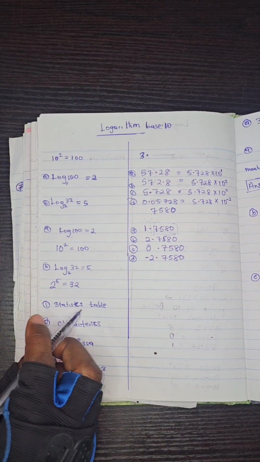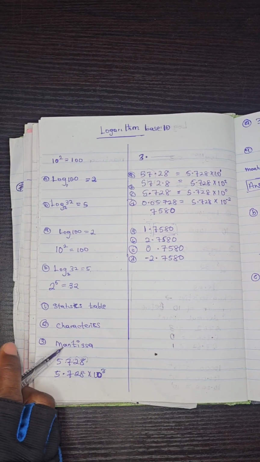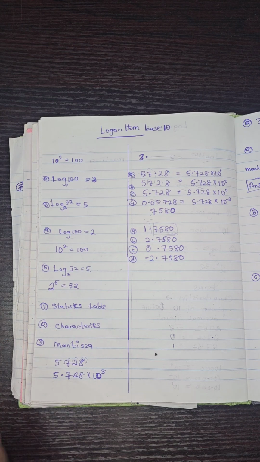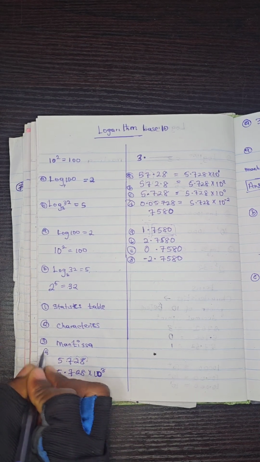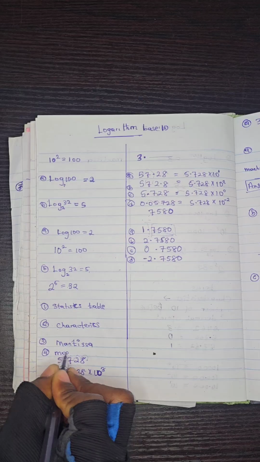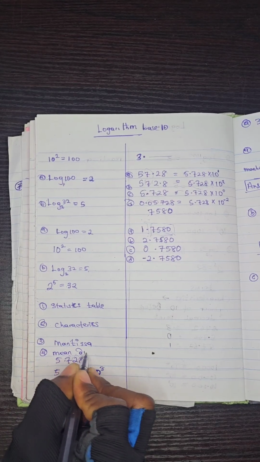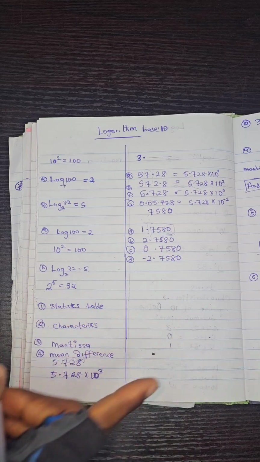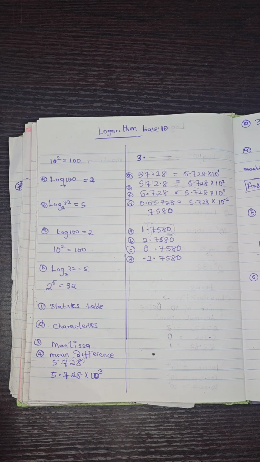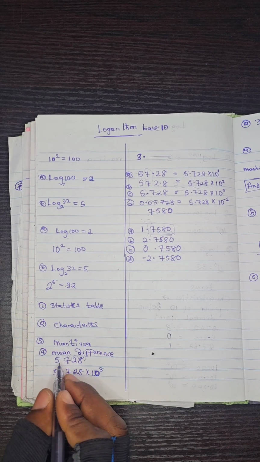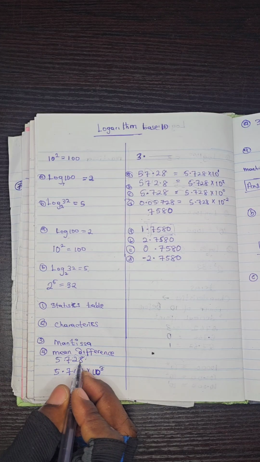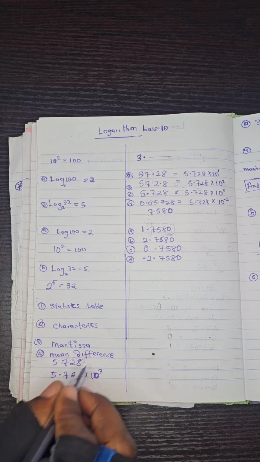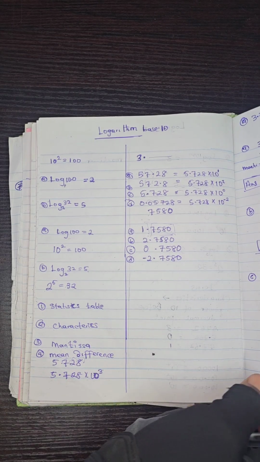Now I missed an introduction. I talked about the statistics table, I talked about the characteristic, I talked about the mantissa, and I forgot one. Let me put the number 4. I'll call it mean difference. I'll use this example we are solving now to explain what mean difference is. Mean difference is very important when we have up to 4 digits.